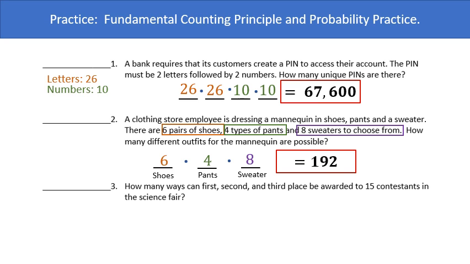Look at number 3. How many ways can first, second, and third place be awarded to 15 contestants in a science fair? This one's going to be slightly different. Let's see if you can figure it out. First off, what are you going to choose?